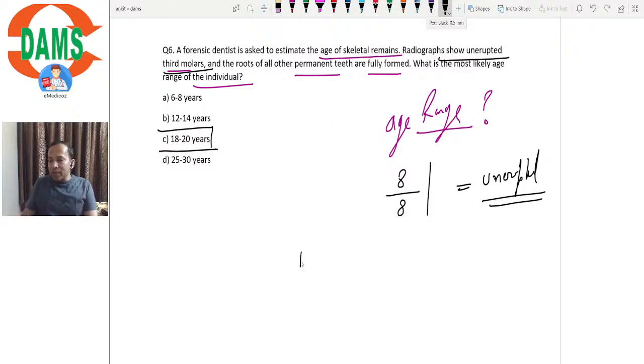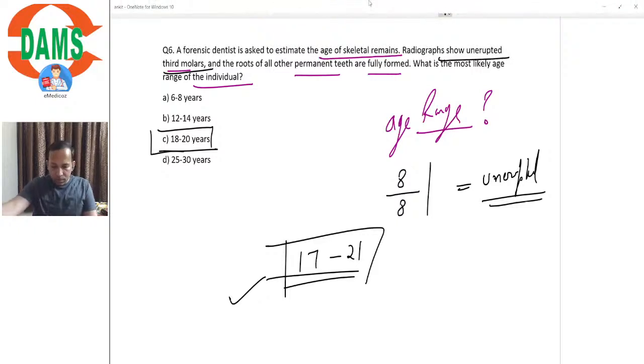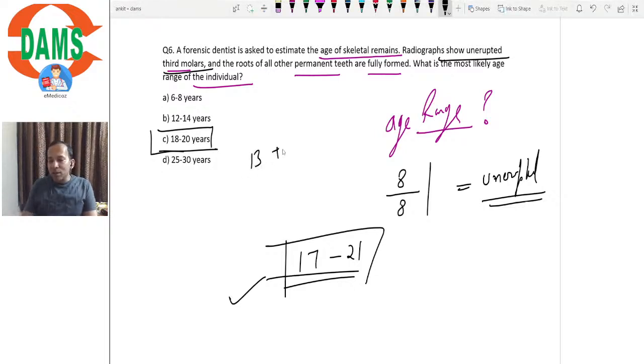So what is the eruption age of the third molars? 17 to 21 years. So obviously this has to be the age range of this individual, isn't it? Looking at 17 to 21, it is option C which closely coincides with this age range. Yes, the second molar erupts at 13 years of age, plus 3 equals 16 years. If we take 16 years, we will fall short of this, right?